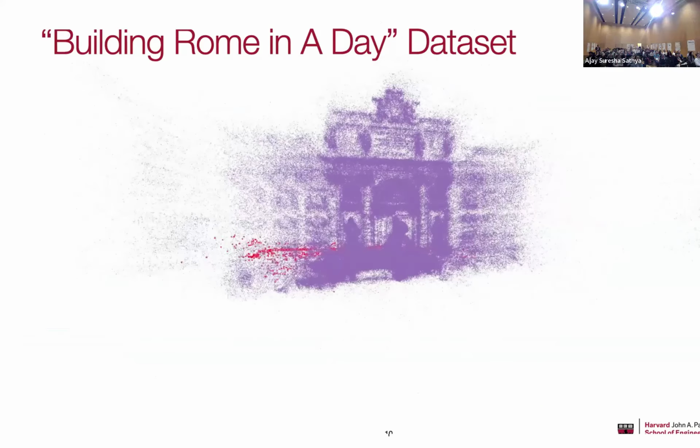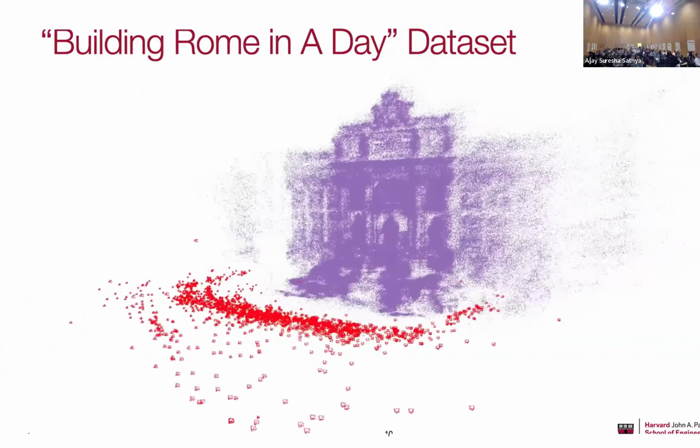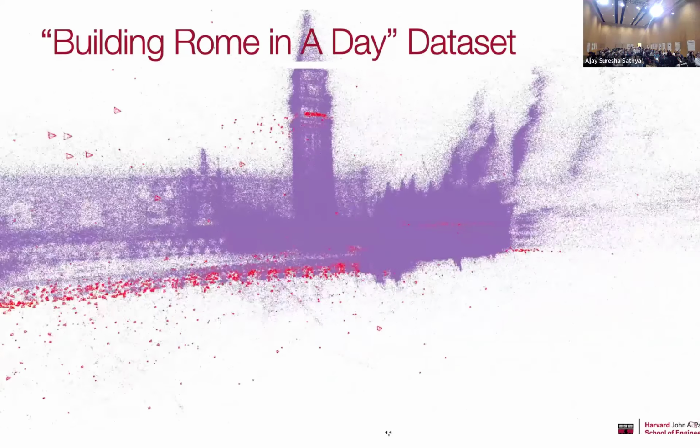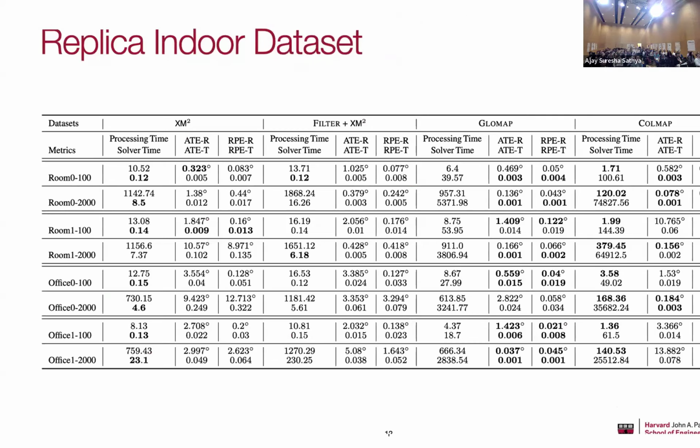And then these are some of the reconstructions you can see from the BAL data set, where the red are the cameras and the blue are the points. And this is another, I think maybe somewhere in the UK. And then this is some indoor data set. Again, here are 4 data sets with increasing sizes.